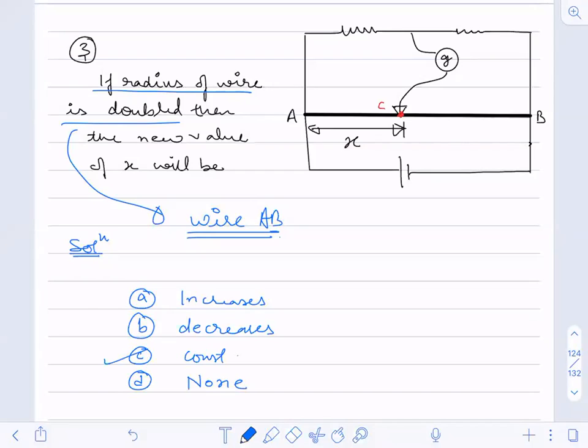Why? Let us see now. Nowhere have we been told for this wire that it is of non-uniform cross section. So if nothing is given, you will assume that the wire is of uniform cross section. So I'm writing that point over here.